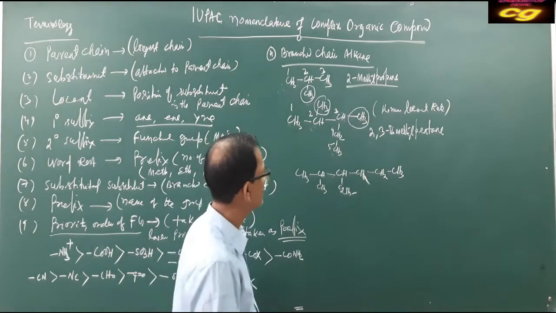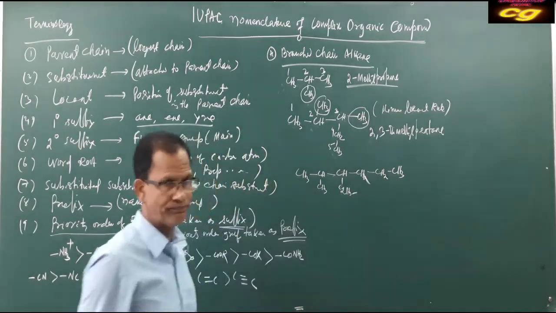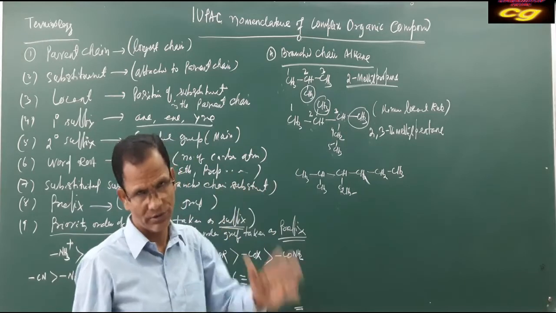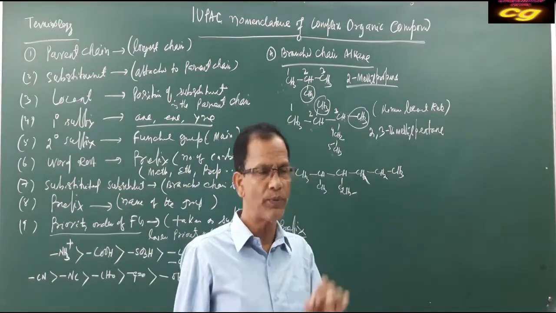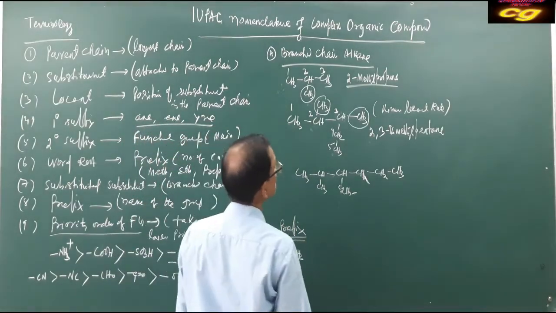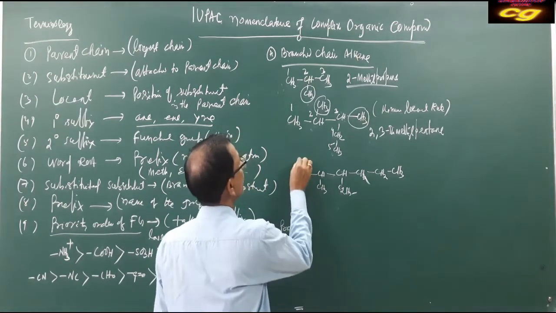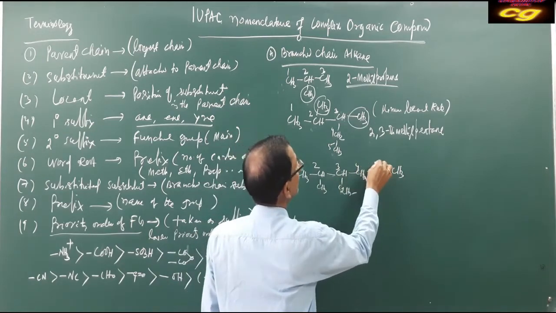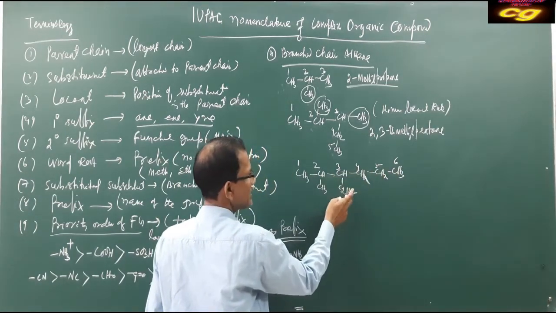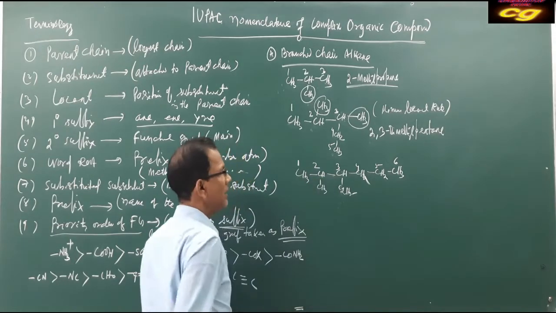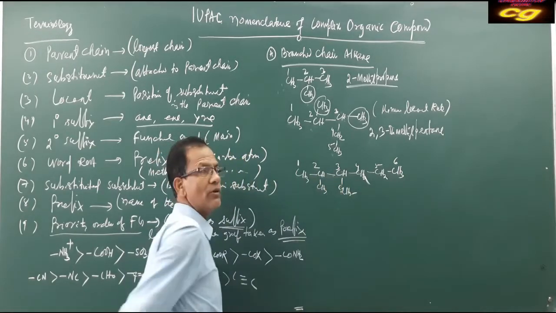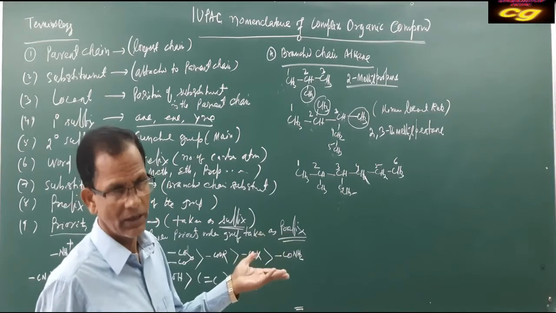Both are coming. But when you are counting, you have to see that the parent chain must be more branched. A branched parent chain is more preferable than an unbranched one. So the number of branches should be more. So this is the case if you start from left to right, 1, 2, 3, 4, 5, 6. If you start from this side, 1, 2, 3, 4, 5 and 6. Here what happens? Only one substituent will be there. But in this case, either left to right or right to left, in both cases 2 substituents are coming. So 2 substituents coming means it is better. It is more correct.